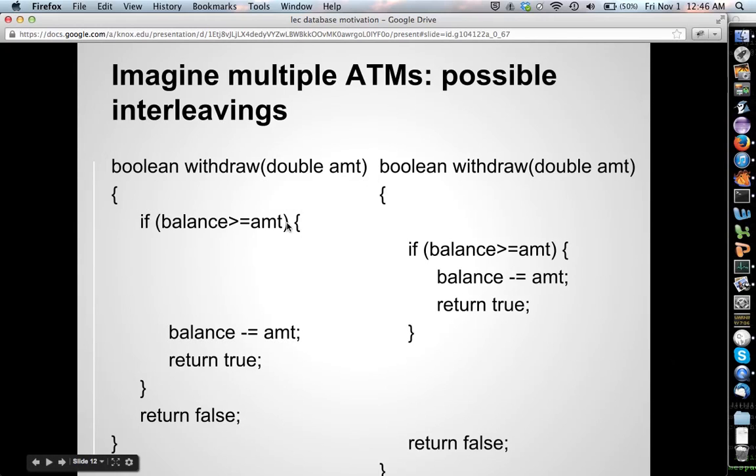There's some sort of total ordering that these statements are going to execute in. And so basically, as long as one of them checks the balance, then the other one checks the balance, before either of them do any deducting, then you're going to be in a situation where you end up withdrawing $500 from both accounts. And so this is not something that we want.